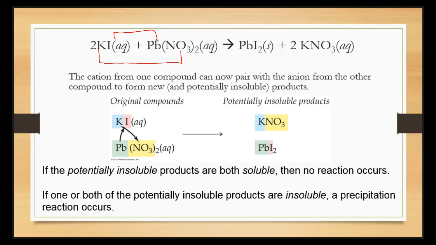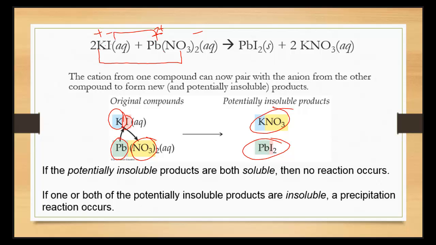And I say that because remember, this is a positive, negative here. So the positives and negatives find each other from the other reactants. So lead now mixes with iodine, and potassium now mixes with nitrate. Then you have to figure out whether or not that's going to be a soluble compound. There's a list of solubility rules which we'll discuss in a little bit.